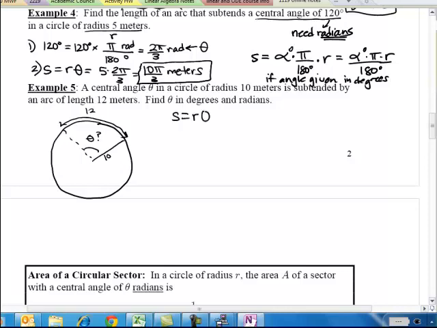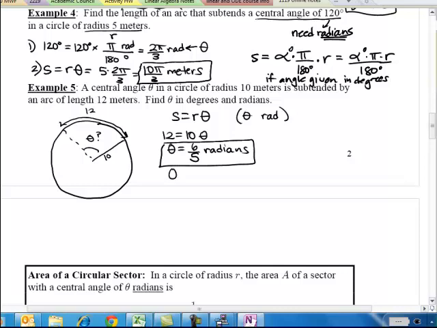So we can use our connection s equals r theta, as long as theta is in radians. And we can say, well, the s is given, that's 12. The r is given, that's 10. So it looks like theta would be 6 over 5 radians. That's one part. And then we also need theta in degrees.